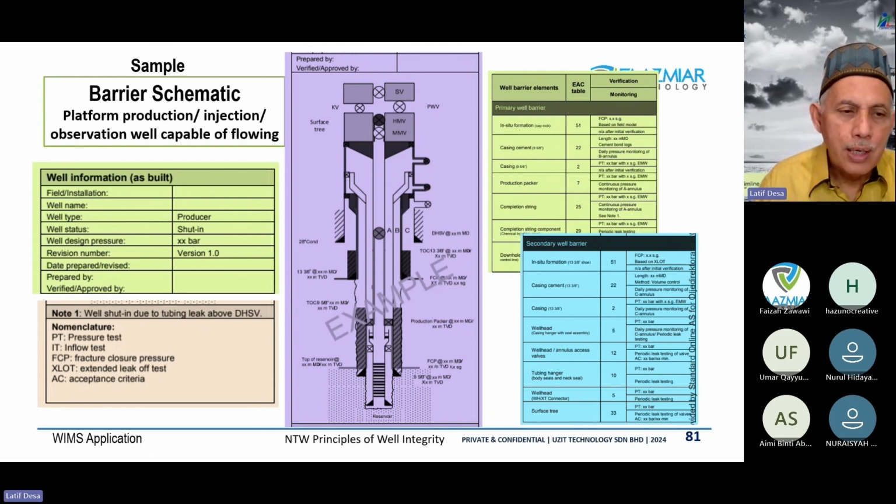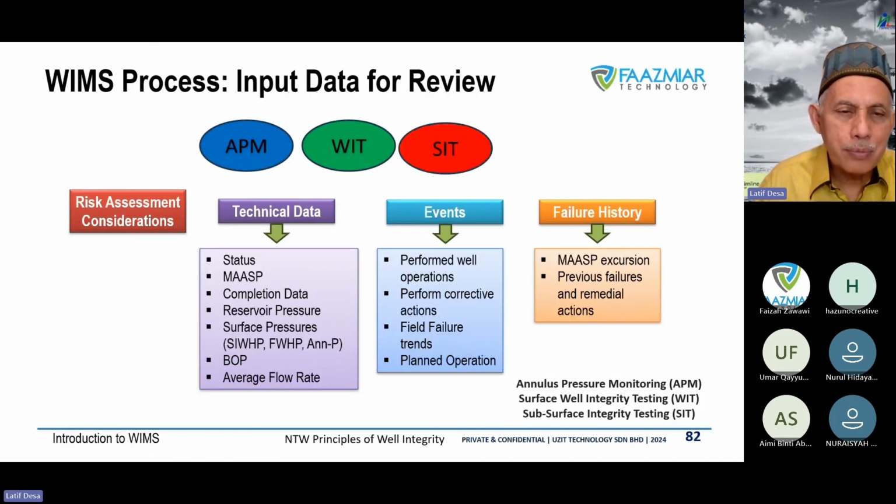Okay. And then talking about the input data, review data is quite common. We have all this annulus pressure management, well integrity, integrity tests, and all the other tests as well. So you can see that the risk assessment will be a question here, risk assessment consideration, then the technical data before, event, failure, or failure history. All this will be input to the system, recorded, and then of course there will be some implementation for remedial repair jobs as part of the information being put in.